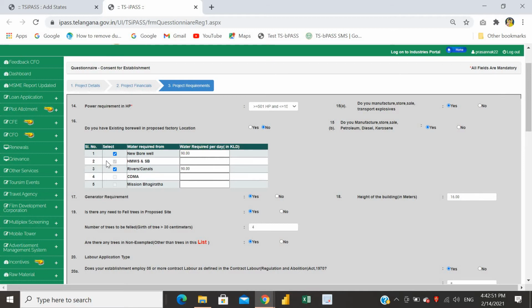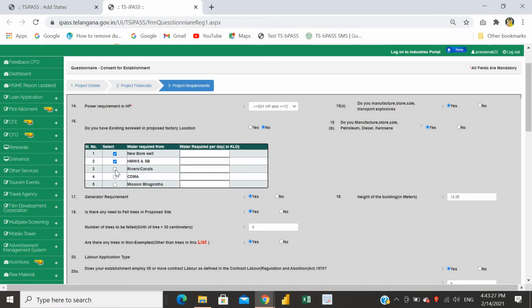So do you have an existing borewell in the proposed location? Yes or no. I don't have an existing borewell, so I can still take a new borewell permission. HMWSSB is highlighted because I have chosen a location in Rangareddy district. Otherwise it will not be highlighted. The location to which HMWSSB applies, only then it will be highlighted. If I choose a district like Karimnagar or Adilabad, this will not be highlighted.